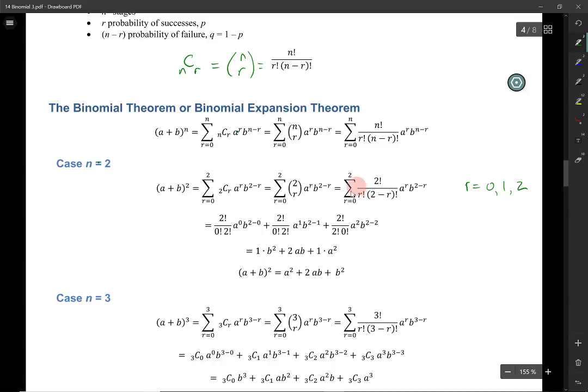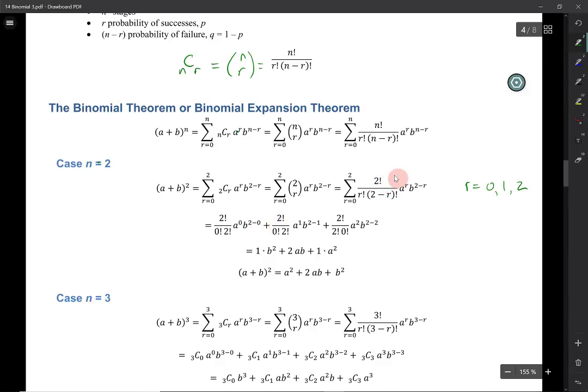Okay, so if r is equal to 0, then this 2 gets copied over, this 2 minus 0 collapses down to 2, and then here this r, remember r is 0, so it becomes 0 factorial. And this a to the r power, remember r is 0, so it becomes a to the 0. And then we have 2, because it was n minus r, so we have 2 because n is 2, minus r, so that becomes minus 0.